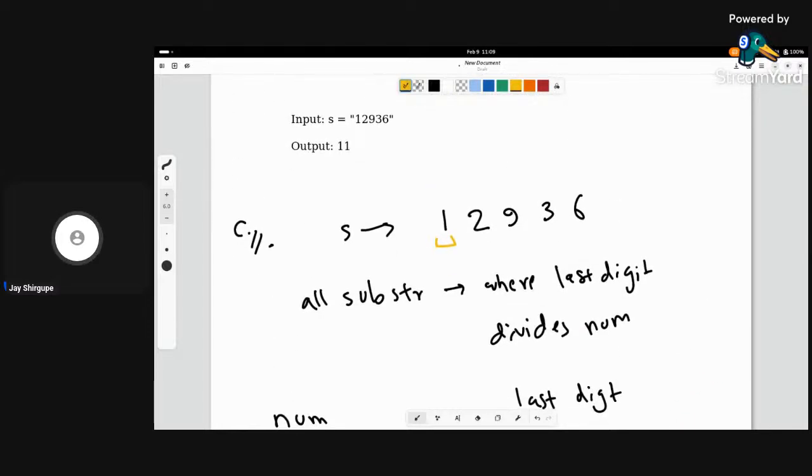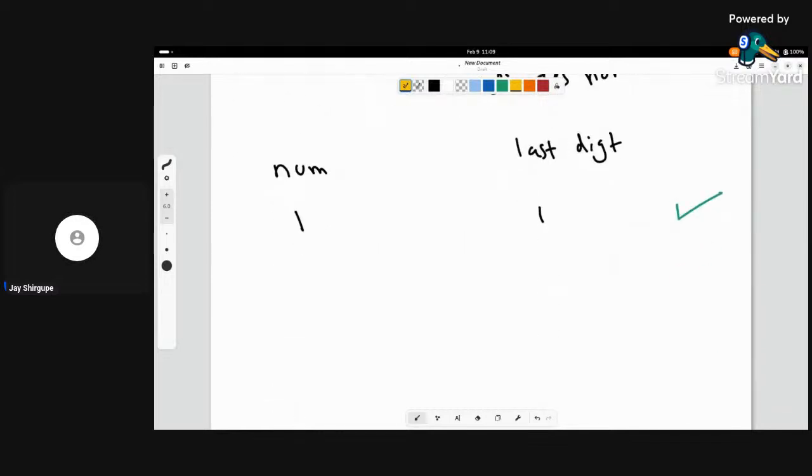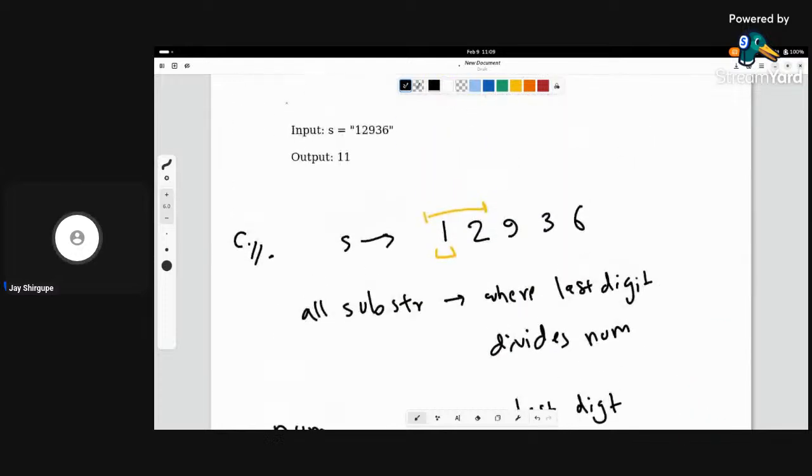Then the next substring you can consider is 1, 2. What is the last digit in 12? It's 2. So your number is 12 and your last digit is 2. Is 12 divisible by 2? Yes, 12 is divisible by 2, 6 times 2 is 12. So 12 divided by 2 is 6. So this is a good substring.